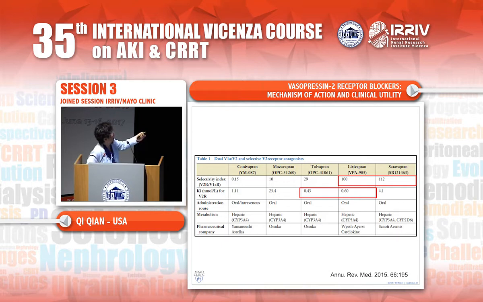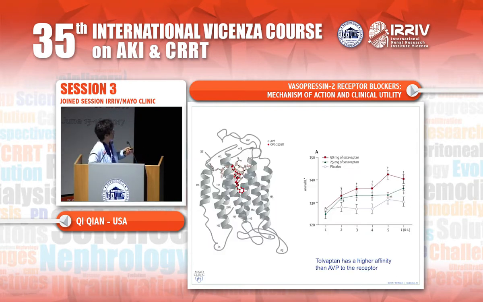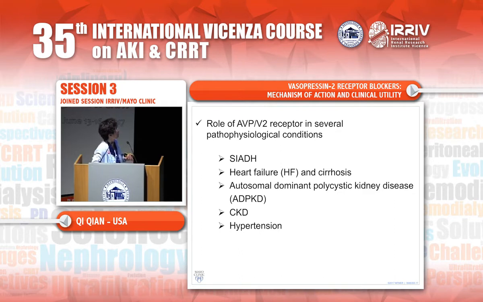If you're looking at their binding capacity, the most avid binders among the vaptans are tolvaptan and lixivaptan. So based on these characteristics, most studies are using tolvaptan as a V2 receptor blocker to look at the V2 receptor-mediated effects. I just wanted to say the V2 receptor has an affinity for tolvaptan several-fold higher than the native AVP. So even in the presence of AVP, tolvaptan could still block the vasopressin V2 receptor.